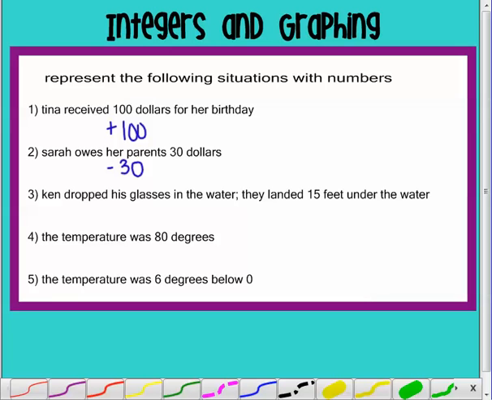If Ken drops his glasses in the water at the pool and they land 15 feet underwater, we would use the surface of the water as our 0, as our reference. And Ken's glasses would now be at a -15, 15 feet below the surface of the water. A temperature that is 80 degrees, if you do not hear a meteorologist say that that is below 0, then you assume the positive. So this would be a +80 degrees, whereas a temperature of 6 degrees below 0 would be represented with a -6.